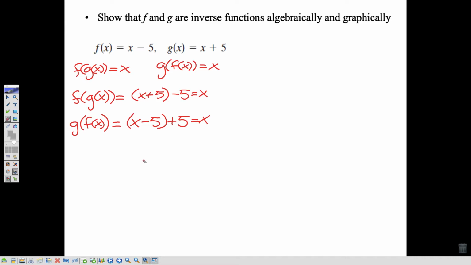So now it says graphically. Now what did I say happened with inverses? What happens graphically? They just switch x and y. X and y just physically switch places, yes? Okay, so we've got to graph that. And these are two equations we know how to graph, yes?